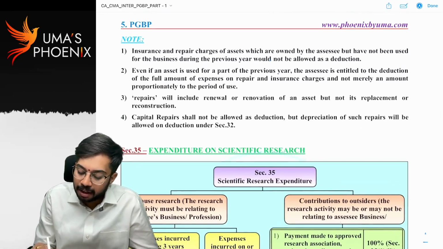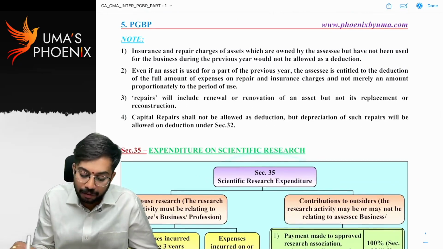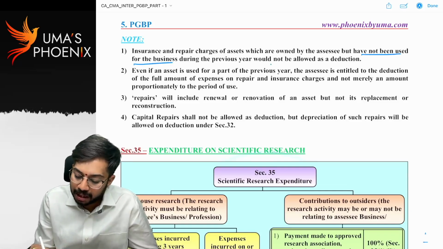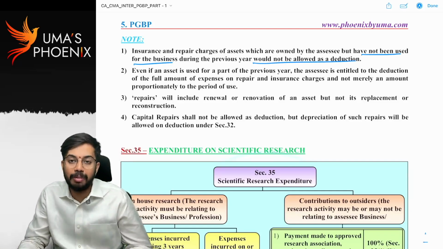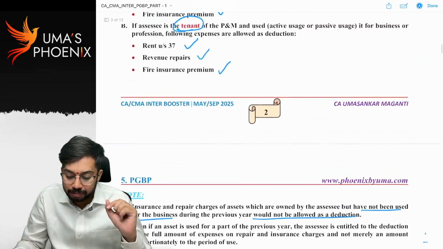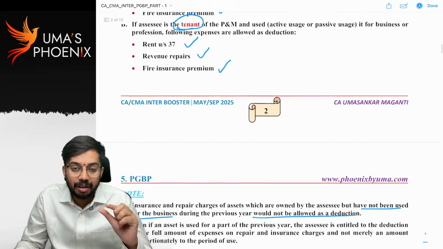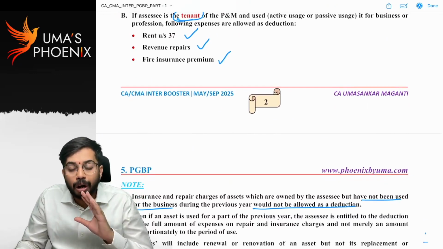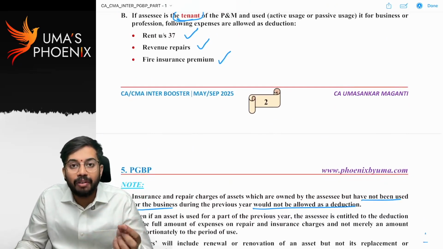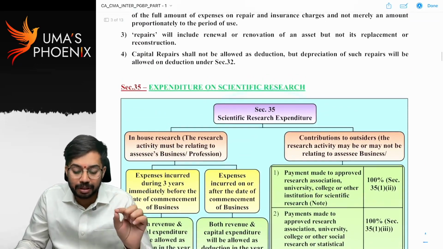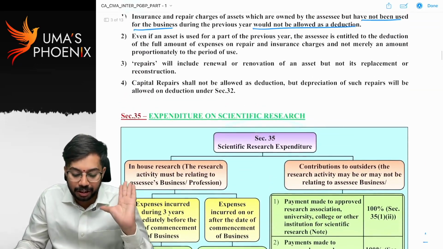Insurance and repair charges of assets which are owned by the SSC but have not been used by the SSC during the previous year would not be allowed as deduction. What do you mean by this? I purchased one asset, one plant and machinery, but I am not using that plant and machinery. If I am not using it, then whatever expenses are incurred for that plant and machinery are not allowed as deduction. Only if such plant and machinery is actually used will it be allowed as deduction.